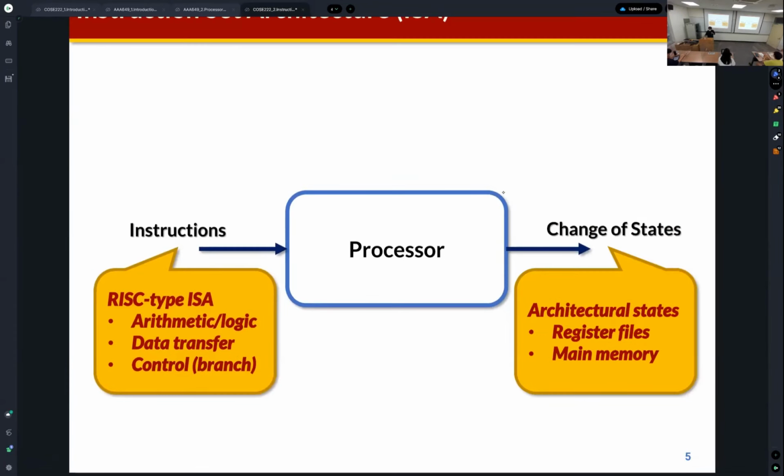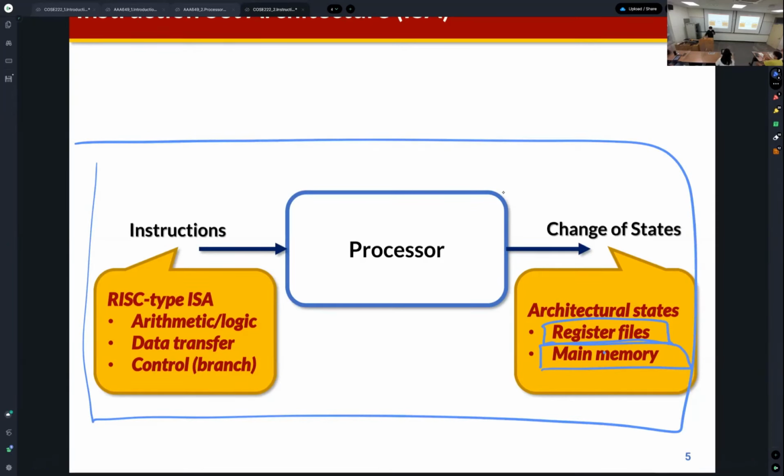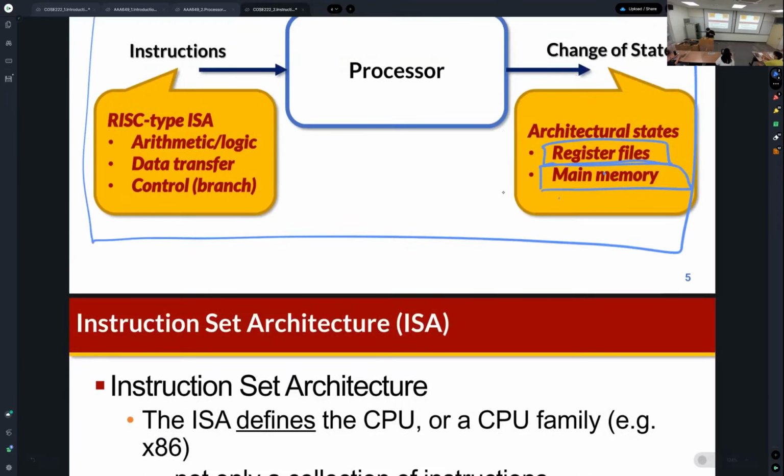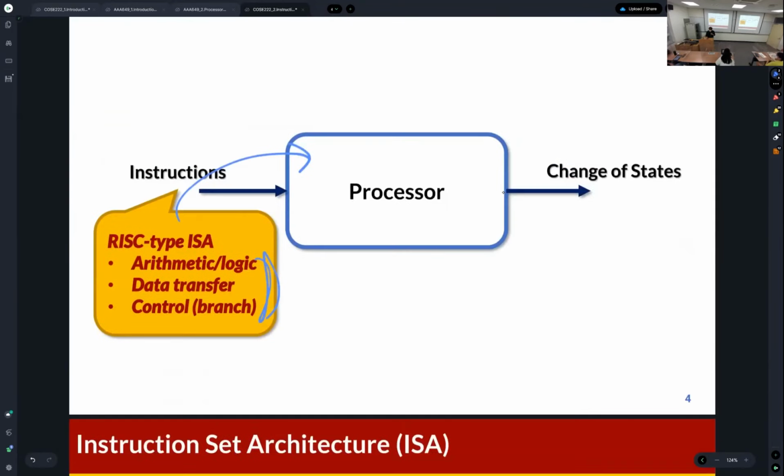When the instructions are executed, data in these components, like register files or main memory, change. We will learn about the register file and main memory in chapter 2. But just remember this figure, it's very simple. An instruction is given to a processor, and then the processor generates a promised result. Generating a promised result means that the data stored in register file or main memory are changing. So this is the concept of a processor, and this figure shows how instructions are executed.